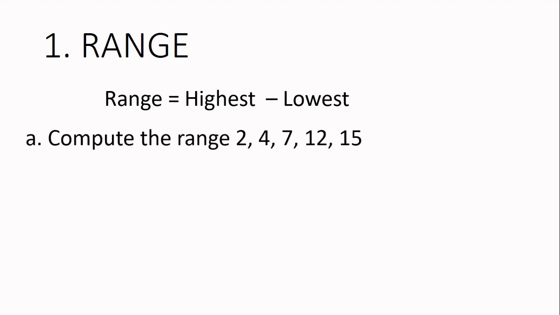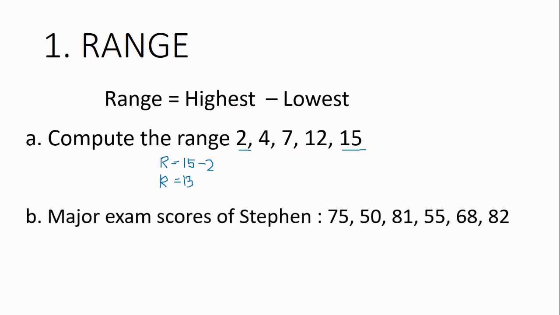For example, we're going to compute the range here. The lowest score is 2 and the highest score is 15. So to solve for the range, that would be 15 minus 2. So the range is 13. Okay, so that's it. Next is this one, another example.